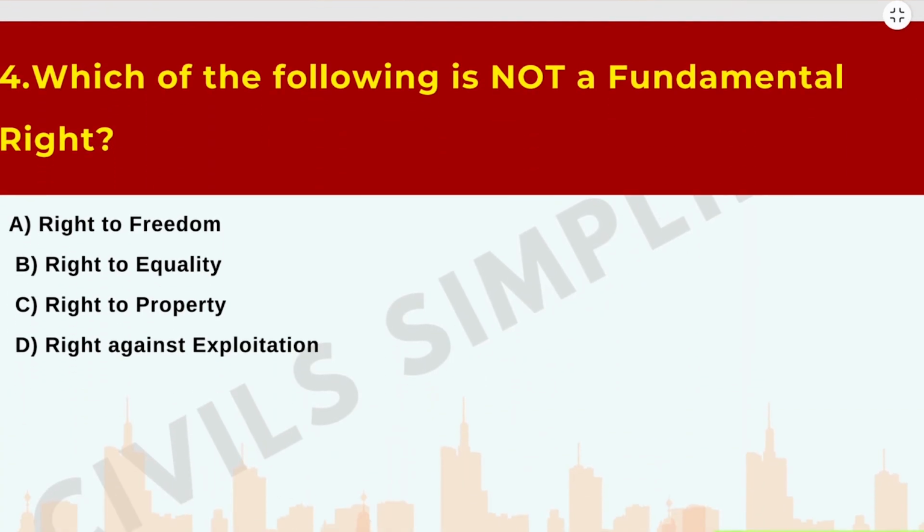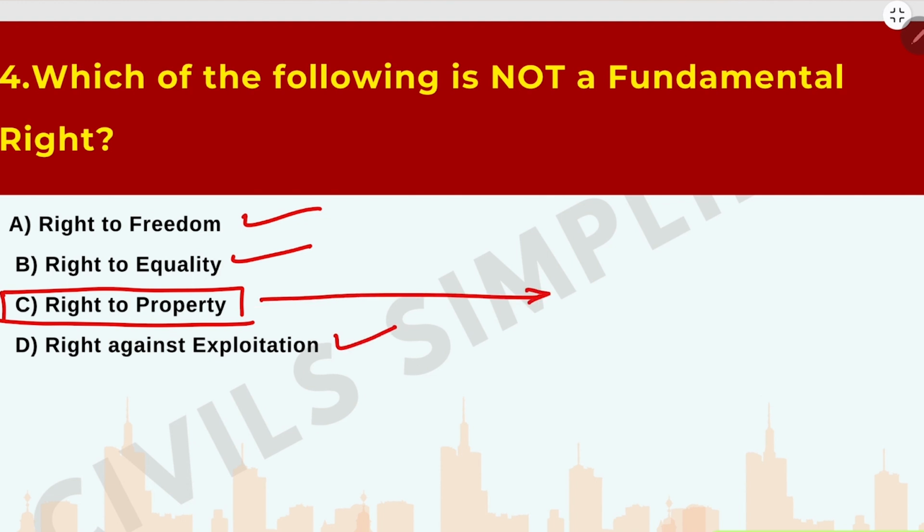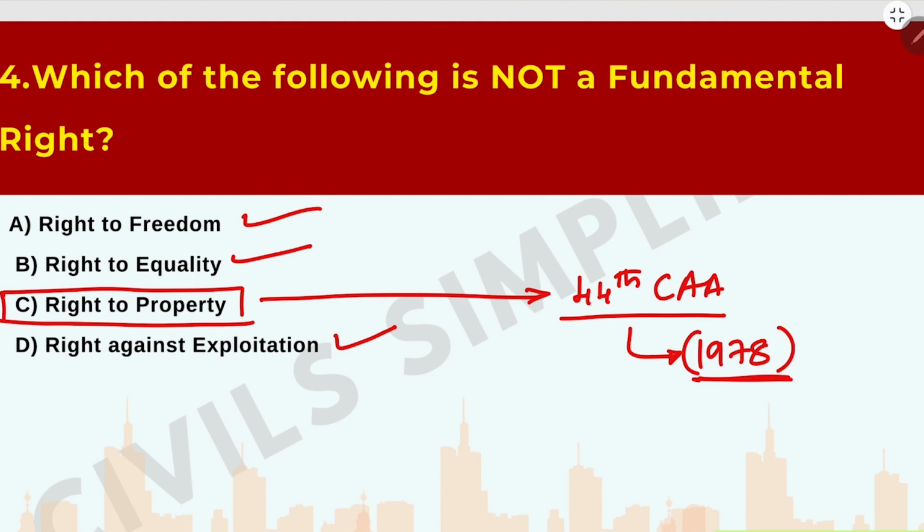Which of the following is not a fundamental right? The right answer is option C, right to property. Right to freedom is a fundamental right, right to equality is a fundamental right, and right against exploitation is also a fundamental right. So why is this not a fundamental right? Initially it was there, but it was removed by the 44th Constitutional Amendment Act in the year 1978. So this is the right answer.